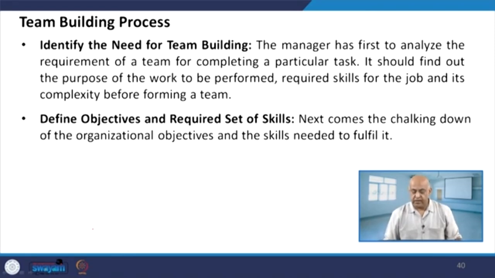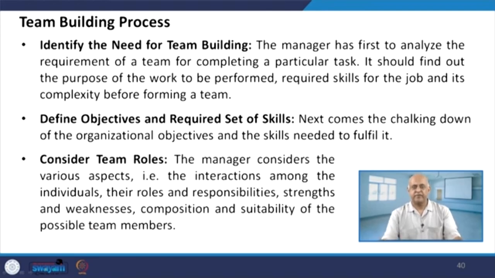Next comes the chalking down of the organizational objectives and the skills needed to fulfill them. I would like to give an example: when we decide the organizational objective for this particular financial year, we will be cutting the cost. Now, the team which is working should have all the skills so that they can contribute towards minimizing the cost. So, the functions performed by the team have to be aligned with the organizational objectives. Therefore, it requires a set of skills. A simple example is energy consumption: if you want to make less energy consumption, then you have to go for solar.